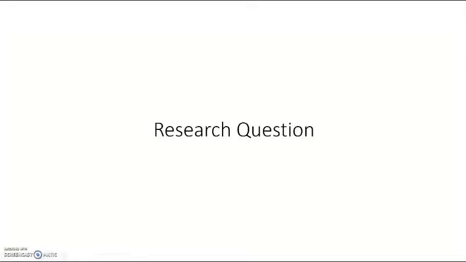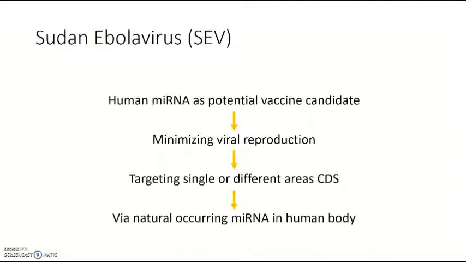Finally, we get to the good stuff, the research question and the examination of the tool itself. Thus, via this example, I want to apprehend the Sudan Ebola virus. I would like to examine if there are microRNAs present within the human body that target this specific virus in order to minimize the viral reproduction, and this by targeting one or more different areas of the coding sequence, because if you don't target the coding sequence, there won't be any good use to it, will there?